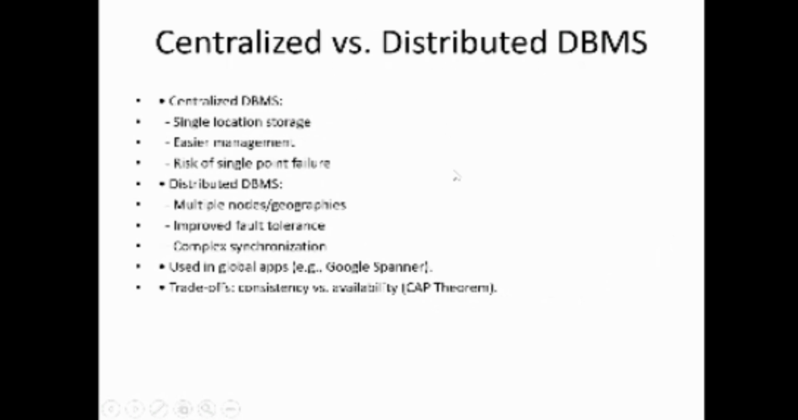Centralized versus distributed database. Centralized database: single location storage, easier management, risk of single point of failure. Distributed DBMS: multiple nodes or geographies, improved fault tolerance, complex synchronization. It is used in global systems. Example: Google Spanner. Next, trade-offs: consistency versus availability. CAP theorem.